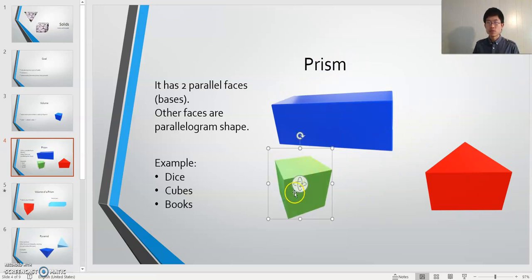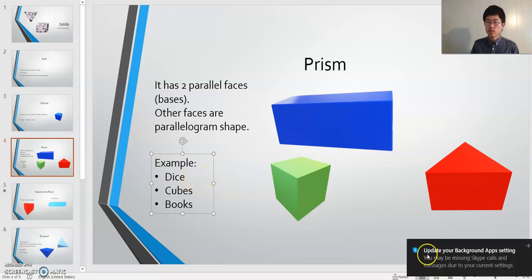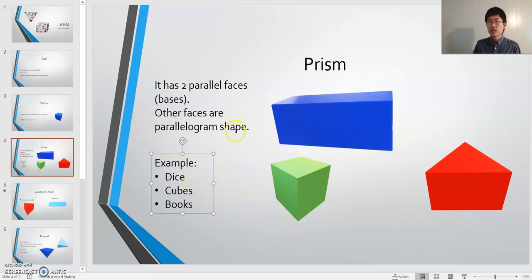You've probably seen this before. All 6 sides are squares. It's a specific type of rectangular prism called a cube. An example that you might see of a cube is a dice. You roll a dice and you play a board game or whatever. Other examples of prisms will be cubes like this, or books. Think of a book as paper stacked up, and then you have a big rectangular prism.